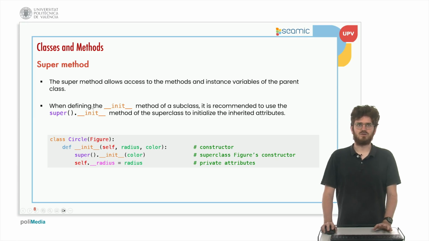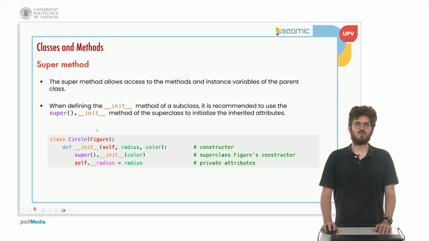Let's see a bit more on the super method. So the super method allows us to access any element from the superclass. So as you saw, we can call super parentheses and then the name of the method, for example, the initializer or constructor, and pass it the different parameters it needs. We don't need to pass the self value, even though it appears here, because the super acts as the self object.